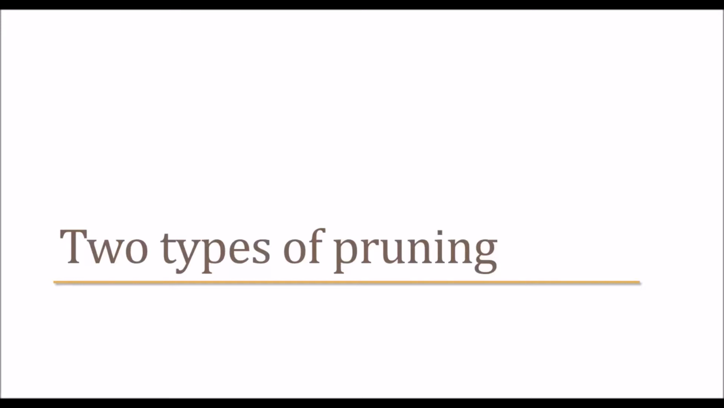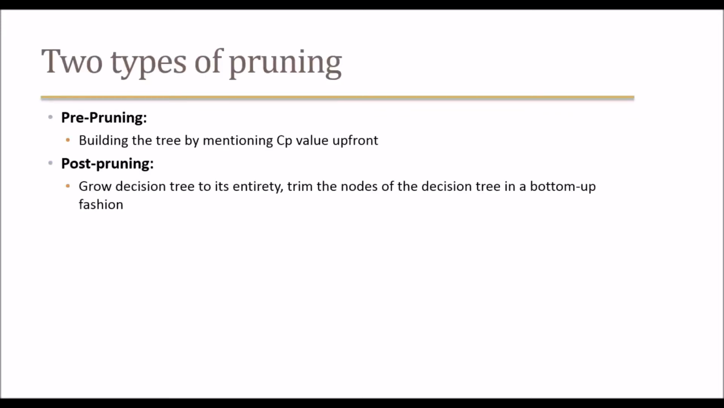There are actually two types of pruning. One is pre-pruning. Whatever we have seen till now is pre-pruning. We mentioned the CP value while building the tree itself. So while doing the algorithm, while building the tree itself, the decision tree will be cut to a minimal level.